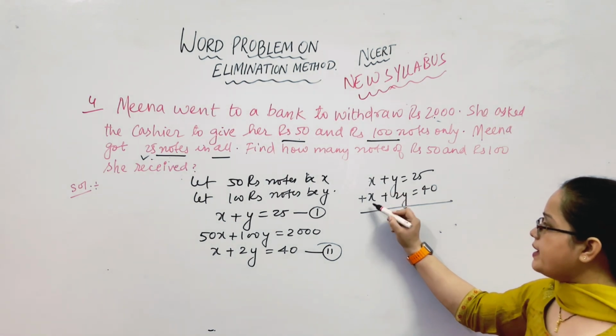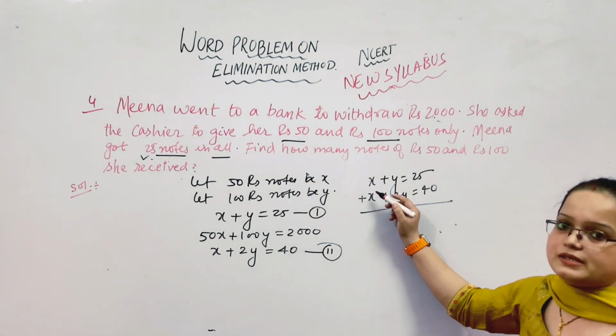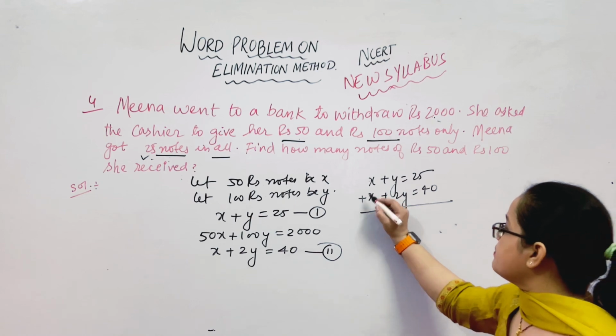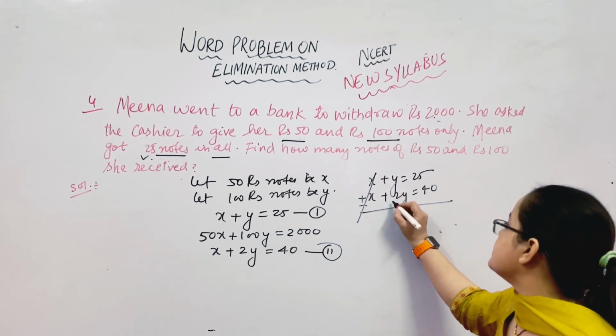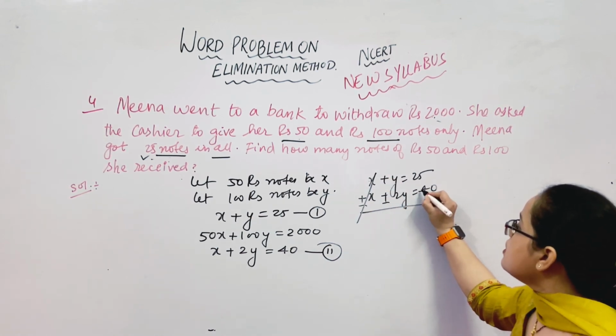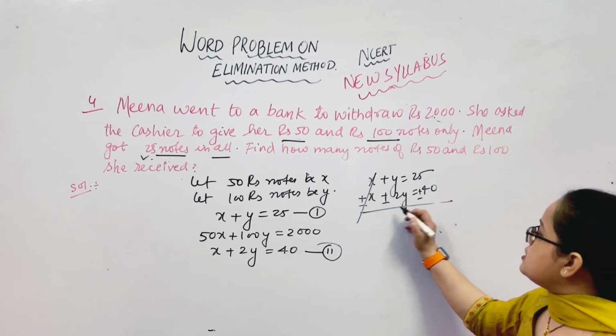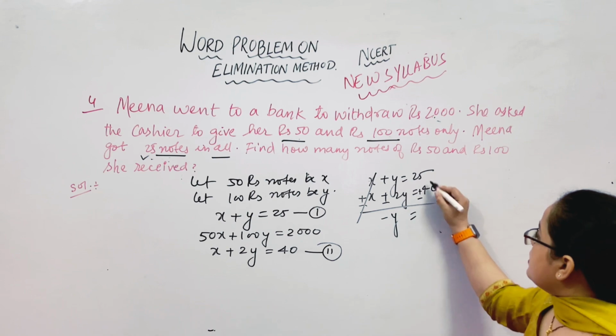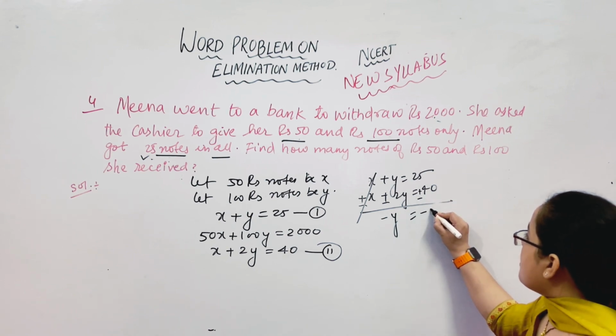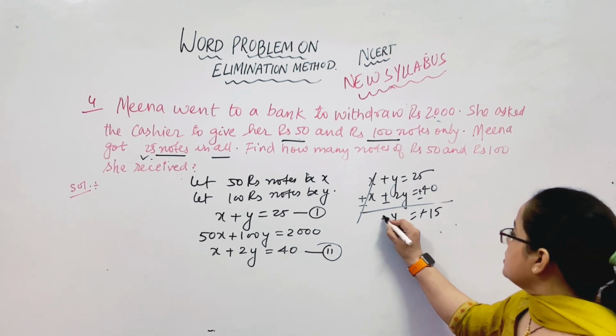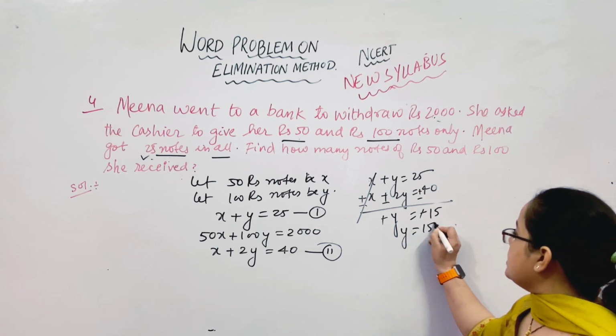Here coefficient of x in both the equations is the same, that is 1. So I'll just change the sign. Positive will become negative, it will get cancelled out. Positive will become negative, positive will become negative. So plus y and minus 2y will become minus y and it will become minus 15. So I'm getting y as 15.